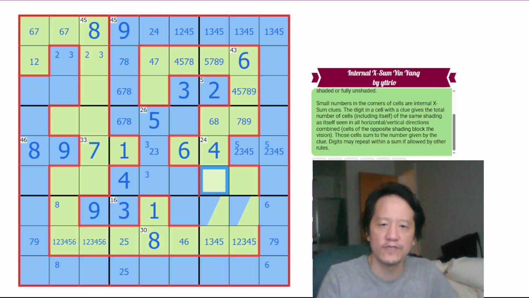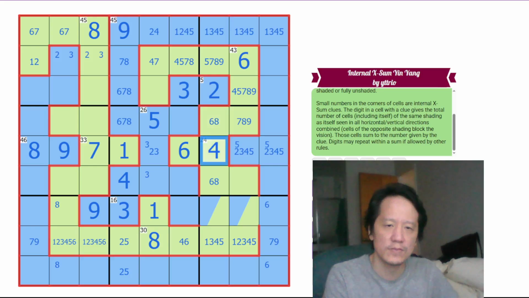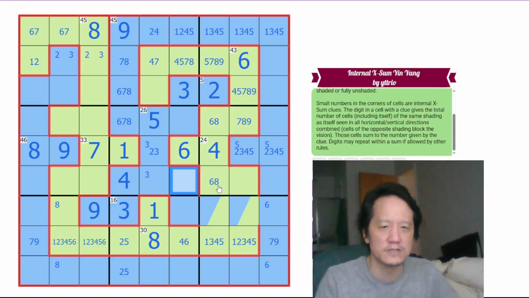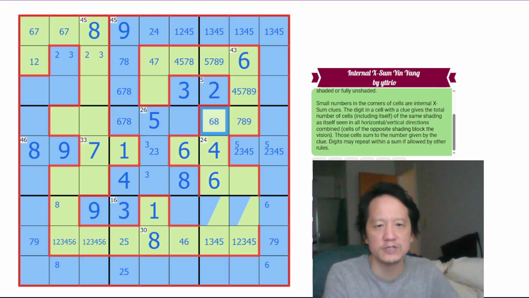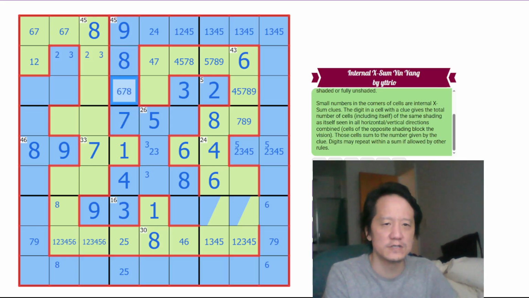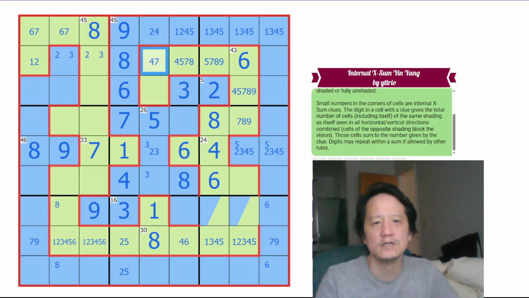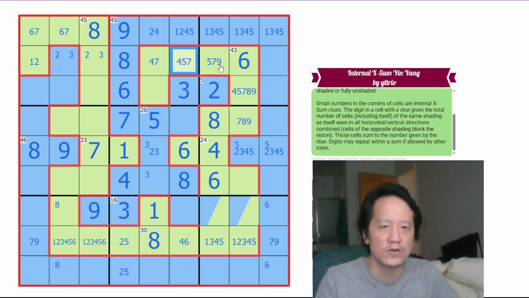Because it cannot have a 5. Can't be 5, 9. So this is 6, 8. This must be 6 and 8, right? To add up to 45 minus 31, which is 14. Yeah, so this is 6 and 8, which forces this to be 6, which makes that an 8. This can't be 6 or 8, so it's a 7, which makes this 8, which makes this 6. This 8 eliminates 8 here. We need to have a 9 here.